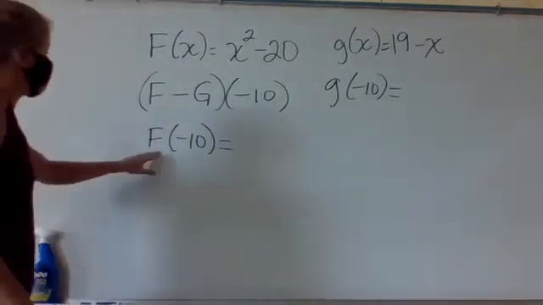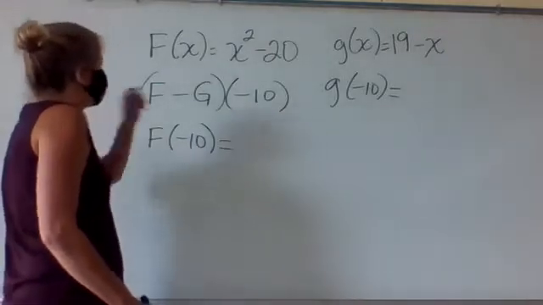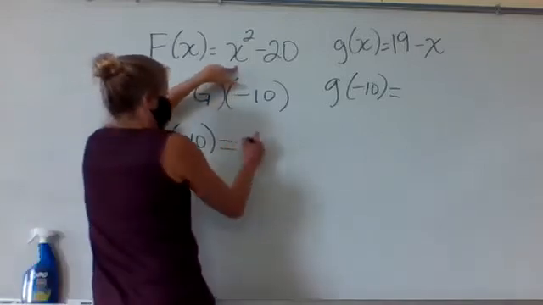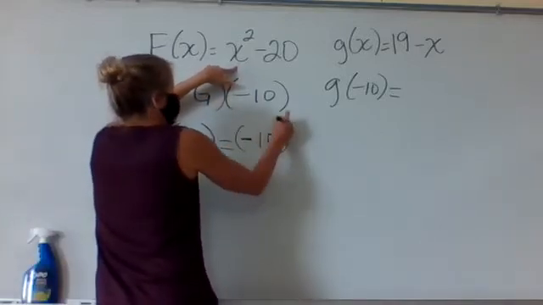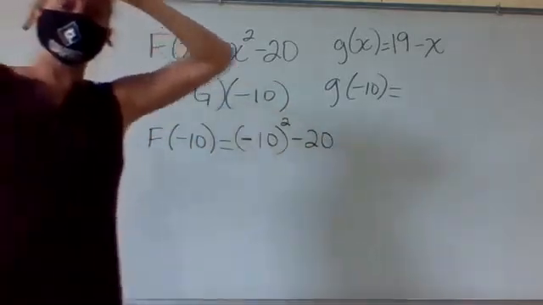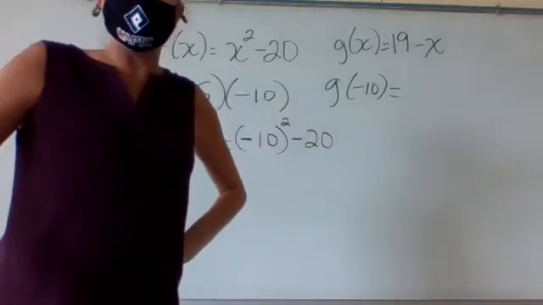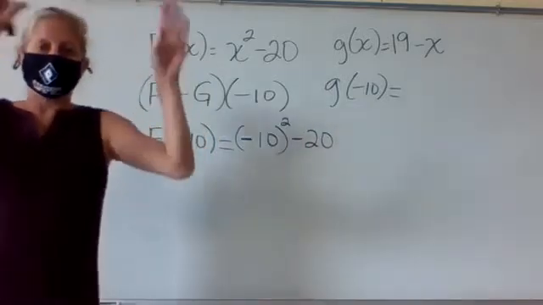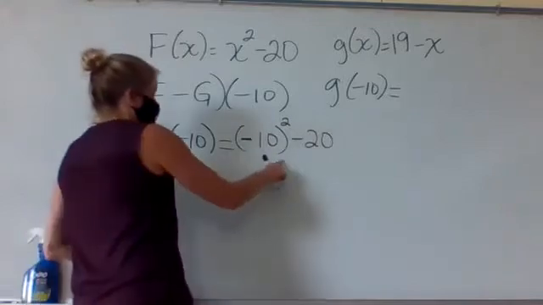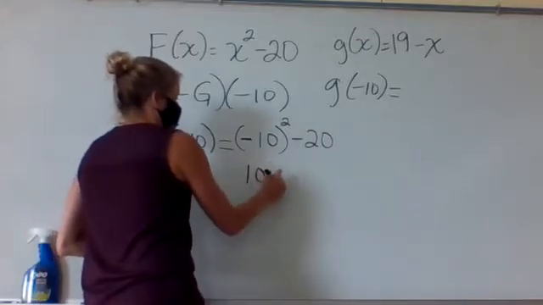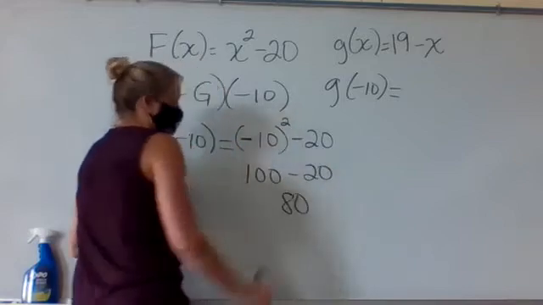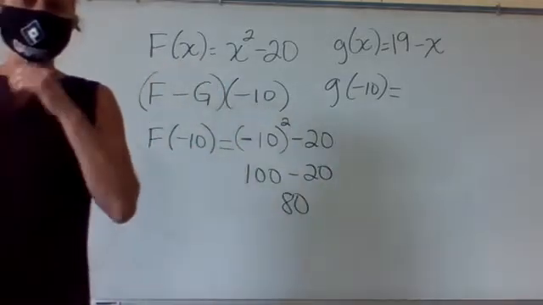So let's see, f of negative 10, I'll go to my f function and replace that x with negative 10. So I have negative 10 squared minus 20. Be careful squaring things in your calculator. If it's negative and you're squaring it, it's going to have parentheses around it. Negative 10 squared gives me 100. Bring down the minus 20 to get 80. So there's your first part.